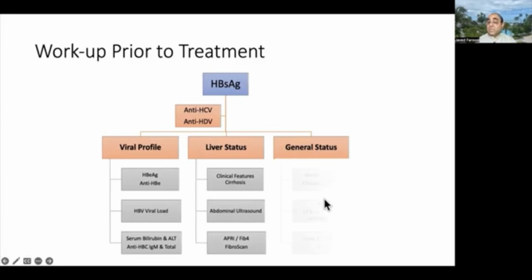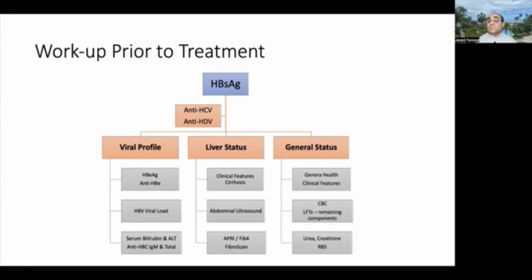And of course, the next category of investigation workup is to see the general health: clinical features, CBC, the liver function tests, and the other remaining components like PT/INR, albumin, all those things, and of course the urea, creatinine, and RBS.